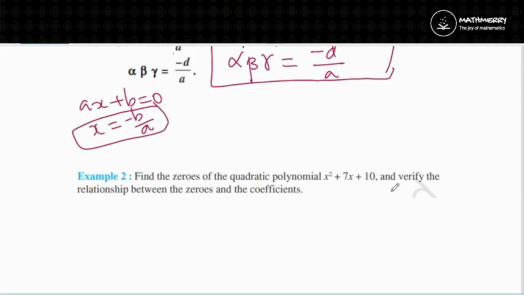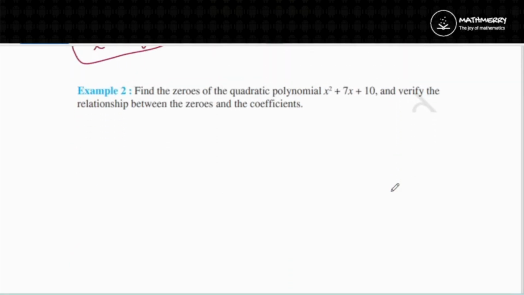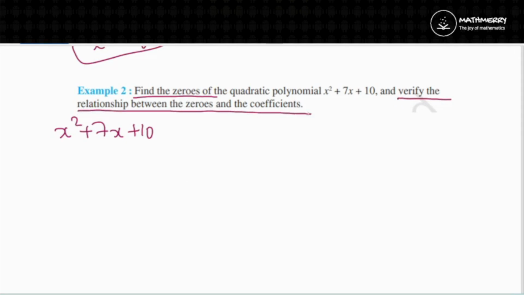Now moving further, this is our example 2. We have to find the zeros of the quadratic polynomial x square plus 7x plus 10 and verify the relationship between the zeros and the coefficients. Our polynomial is x square plus 7x plus 10. We have to find the zeros first and then verify the relationship between the zeros and the coefficients.